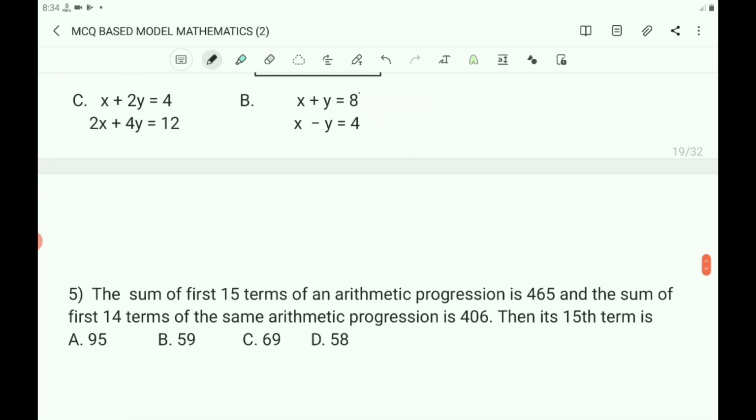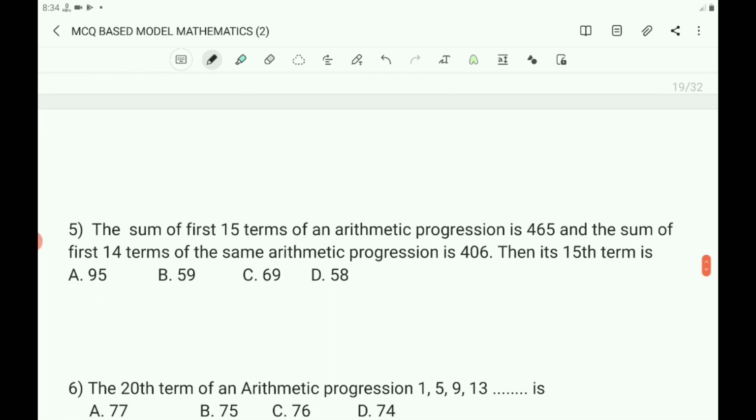Now you take the fifth question. What is the fifth question? The sum of first 15 terms of an AP is 465 and the sum of first 14 terms of the same AP is 406. Here what is given? The sum of first 15 terms of an AP is 465 and the sum of first 14 terms of the same AP is 406. Then its 15th term is.